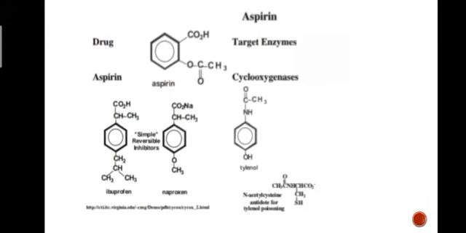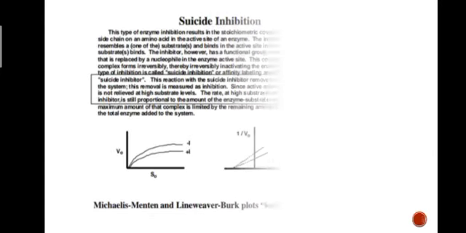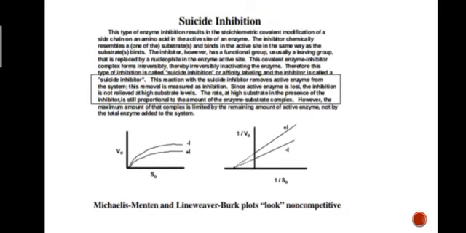And similarly, aspirin binds covalently with the enzyme cyclooxygenase, reducing the synthesis of prostaglandin. And another inhibitor, the suicide inhibitor, I will also describe briefly.